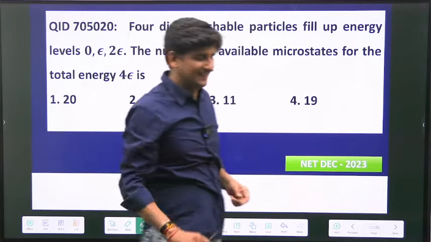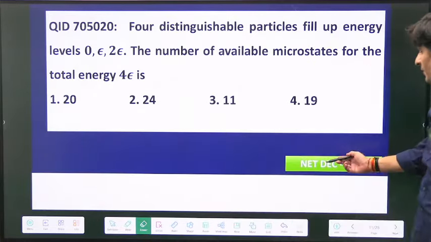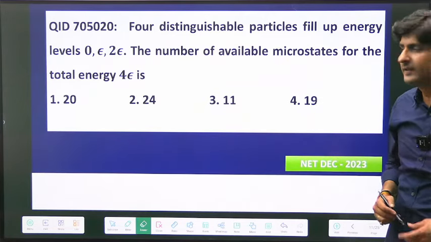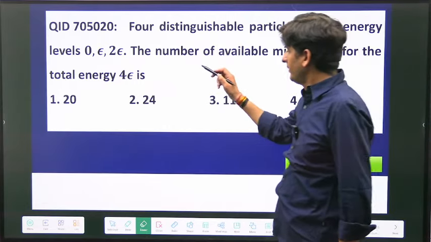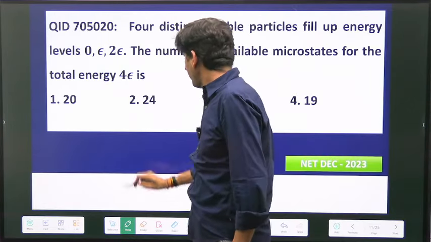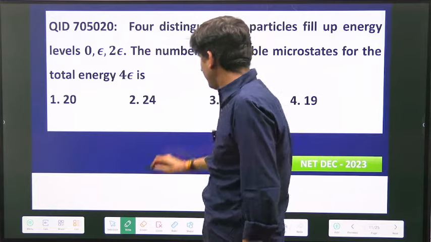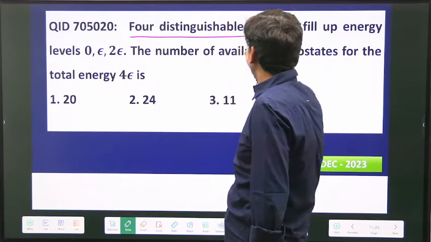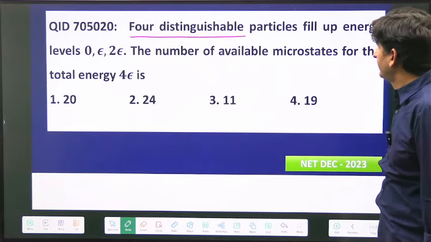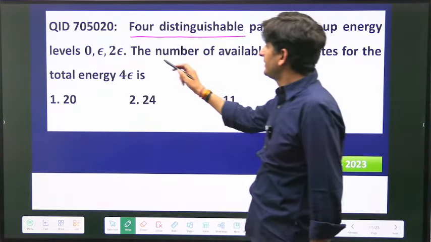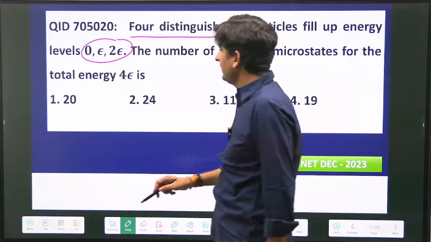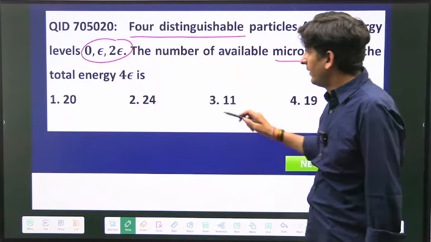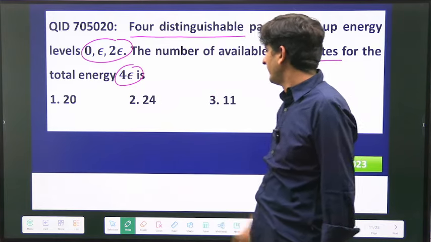Hello students. So I am going to solve a question from NET December 2023, and in this question we have four distinguishable particles. They are filled in energy levels 0, E and 2E, and we have to calculate the microstates when the total energy is 4E.